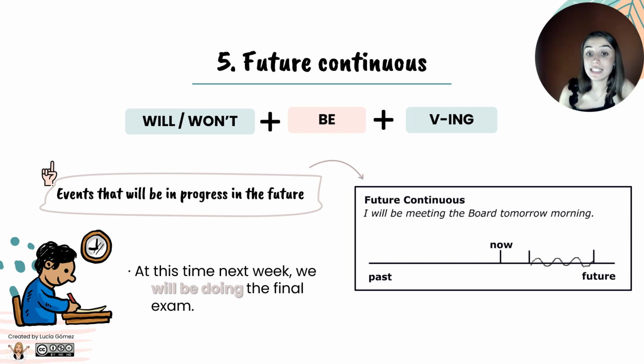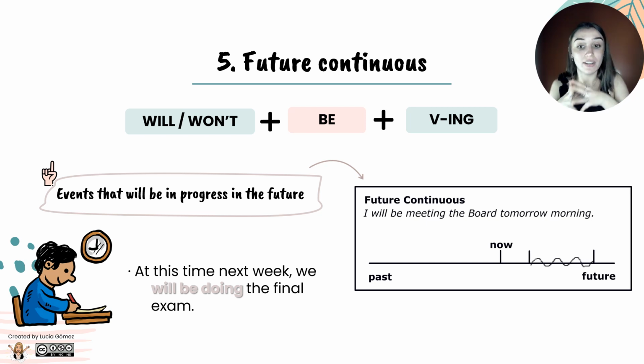Y ahí tenéis la gráfica. Okay, there you have the timeline. It's something that will be in progress, que estará en progreso en el futuro. Me imagino el futuro y a esa persona haciendo esa acción. There you have another example. I'll be meeting the board tomorrow morning. Vale, pues entonces mañana por la mañana me imagino que eso estará ocurriendo, ¿vale? Que estaré quedando con los boards. Okay, does it make sense?